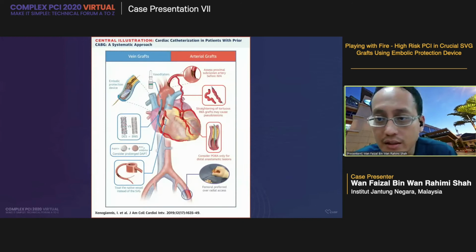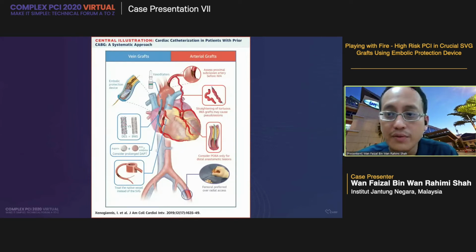So looking at the algorithm for management of patients post-bypass, for arterial grafts it seems to be much easier. But when we deal with venous grafts, obviously one of the things to consider is whether to use an embolic protection device. Now, in many cases, many would prefer treating the native vessel instead of the SVG. But in these kinds of cases, as we can see, we cannot assess the native distal vessel at all.